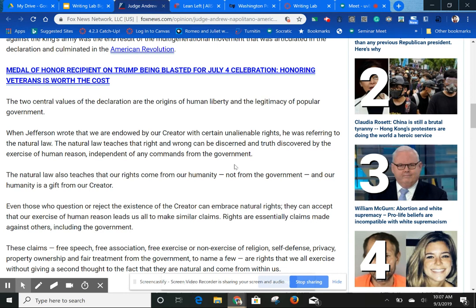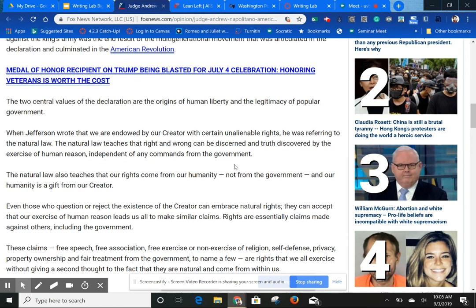I'll read the right opinion. You're going to listen for what makes it different from the left-leaning opinion from Gerner and Wang. "When Jefferson wrote that we are endowed by our Creator with certain unalienable rights, he was referring to the natural law. The natural law teaches that right and wrong can be discerned and truth discovered by the exercise of human reason, independent of any commands from the government." The Constitution of Law, describing what the role of the DOI is.